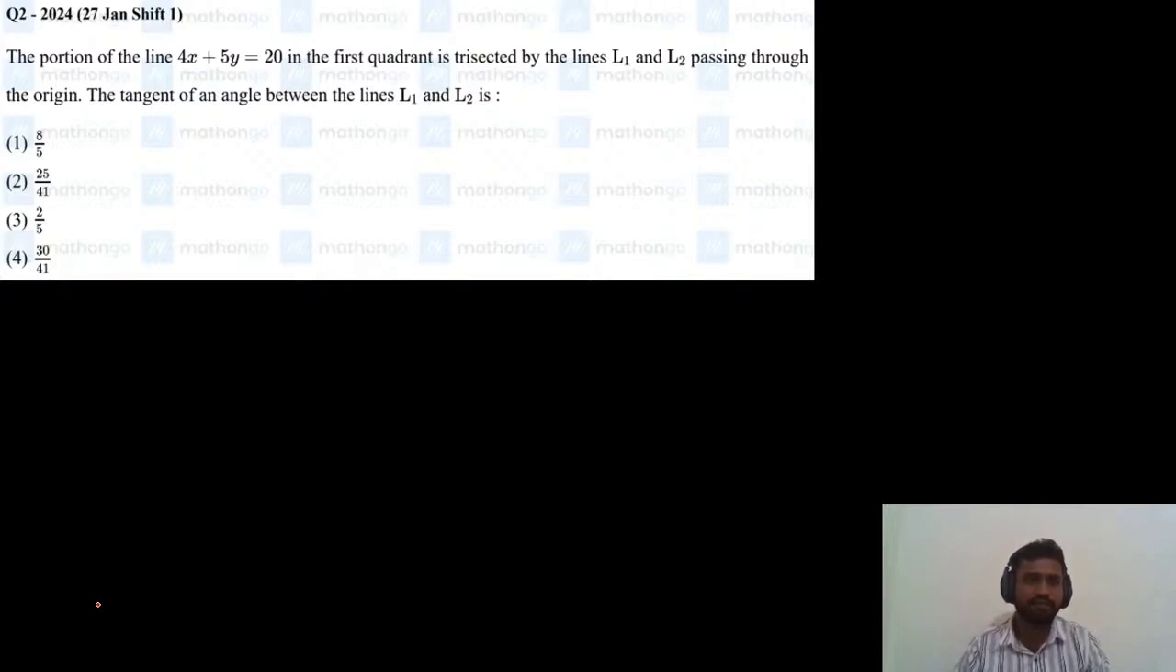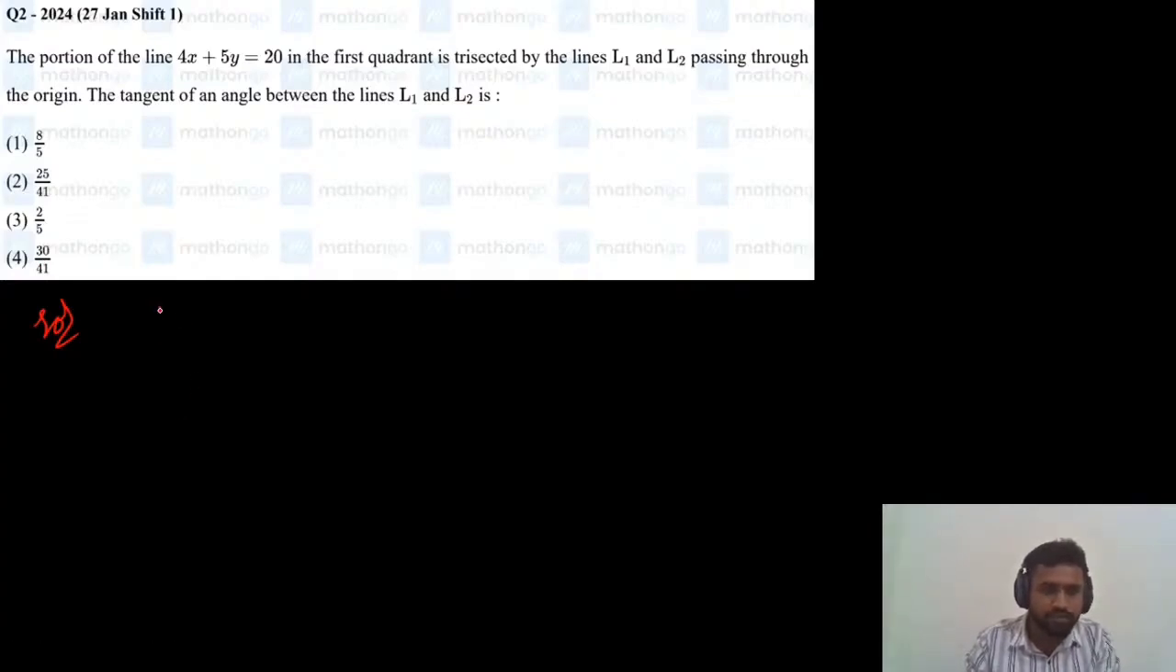The question is: what is the tangent of the angle between lines L1 and L2? So let us try to solve this question. First, draw the diagram for this question.